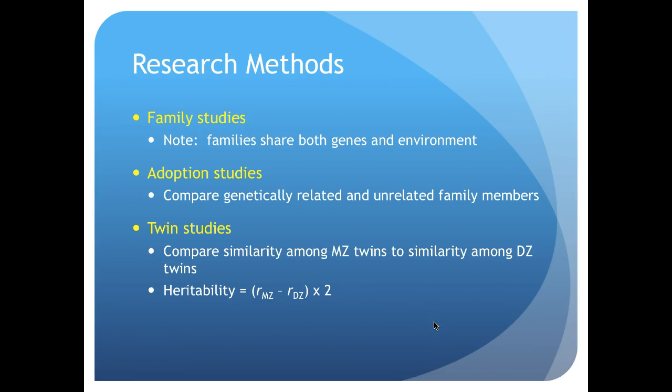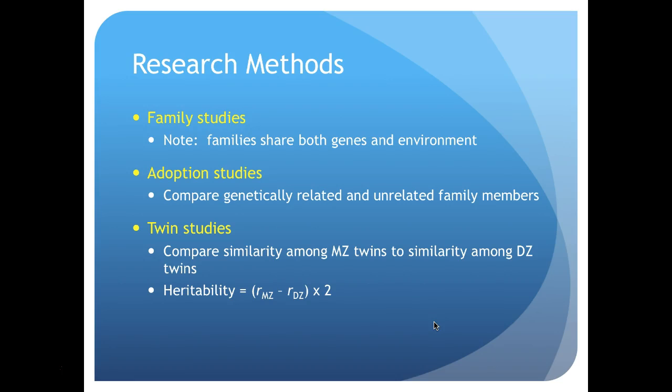So in general, if you find that it does run in families, unfortunately there's confounding between genetics and environment because families share more than just genes. They share a common environment, common attitudes, common parenting, common nutrition, and so forth.